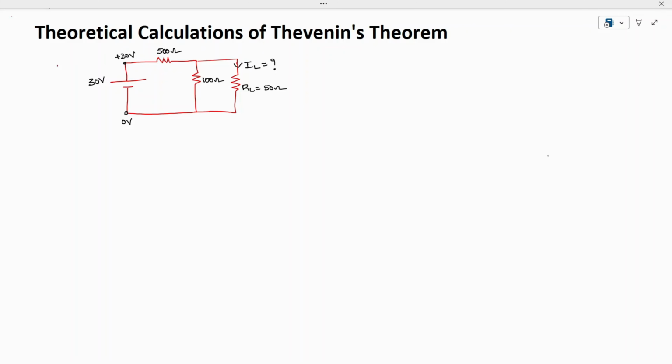Today we are going to find the theoretical calculation for the given network using Thevenin's theorem. Here we are asked to find the value of IL flowing in the load resistor of 50 ohms.